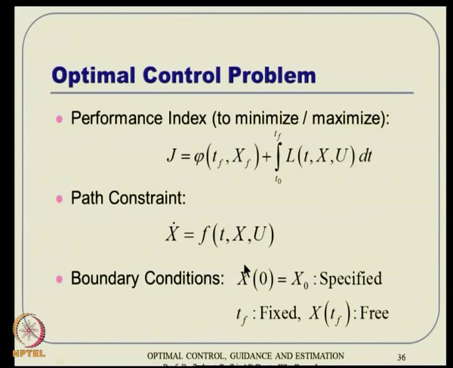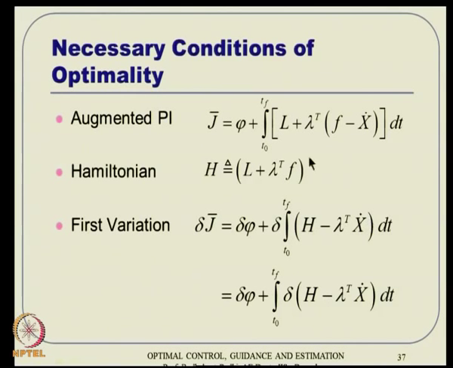And we went ahead and formally stated the problem. The performance index is of this form, and we had a path constraint in the form of system dynamics in state space form, and we had some boundary conditions where the initial state is given, Tf is fixed, and x of Tf is free. Then we formulated an augmented cost function, defined the Hamiltonian L plus lambda transpose f, and then analyzed the first variation, which has to be equal to 0.